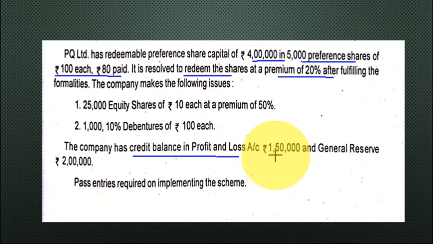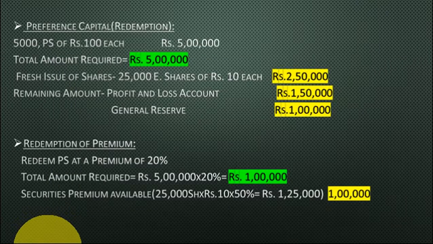How much? 1,50,000. And general reserve 2 lakh. So 1,50,000 and general reserve 2 lakh we have. So in case of shortage of funds, we can use that. Pass the journal entries. So first thing we have to write, what exactly is given? Write the summary of the problem. Then prepare the working note. Then we can pass the journal entries.